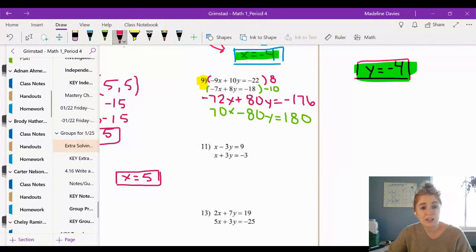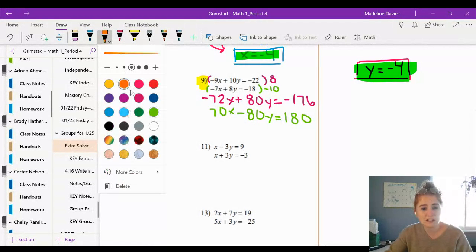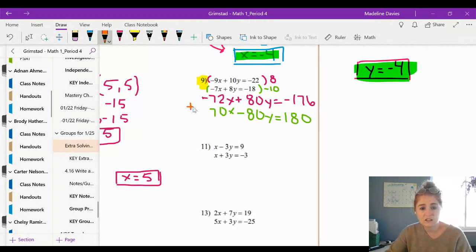Now I just add them together, right? And this is how far we got last time with no mistakes. But where we add with our negatives, that's where we can get in trouble. So we just got to make sure we're using our calculator. So negative 72x plus 70x is going to be a negative 2x. 80 plus negative 80 is 0, so I don't even have to worry about that. So I'm going to skip it and go straight to these guys.